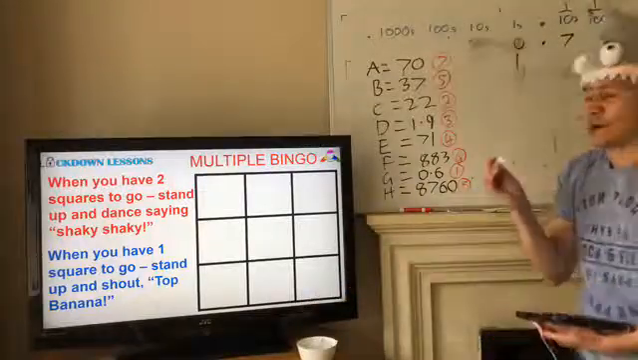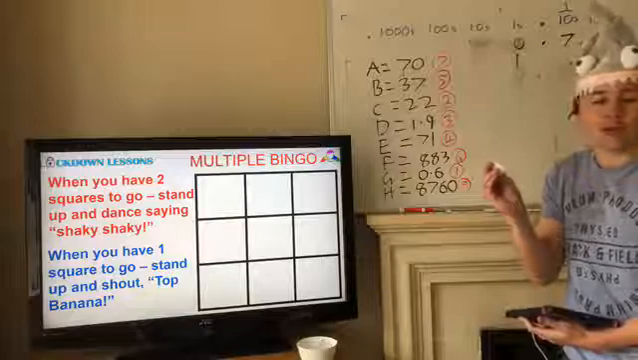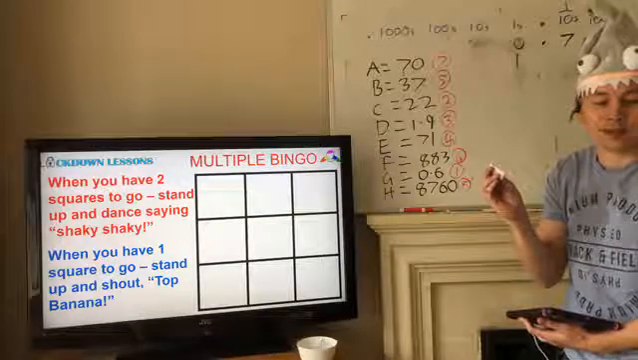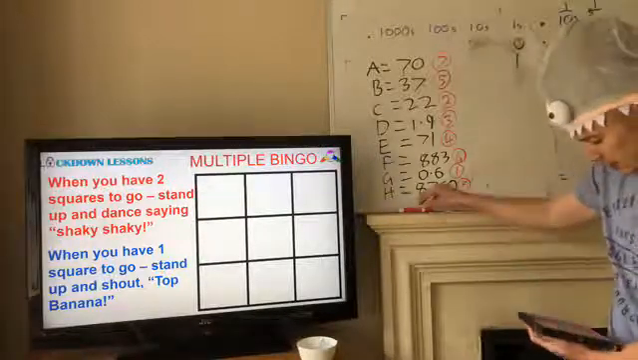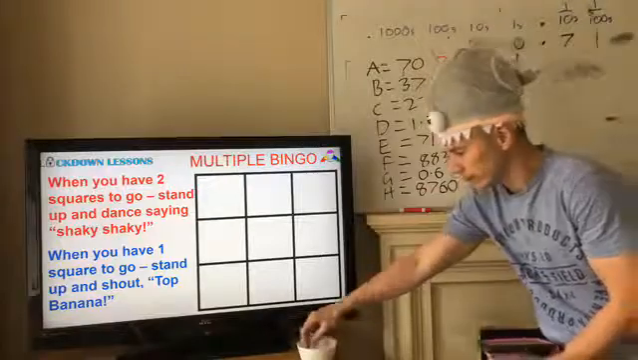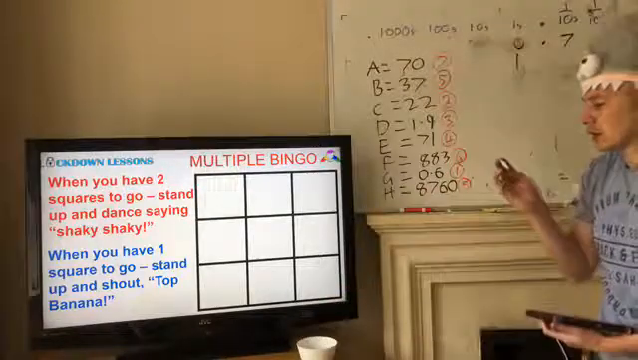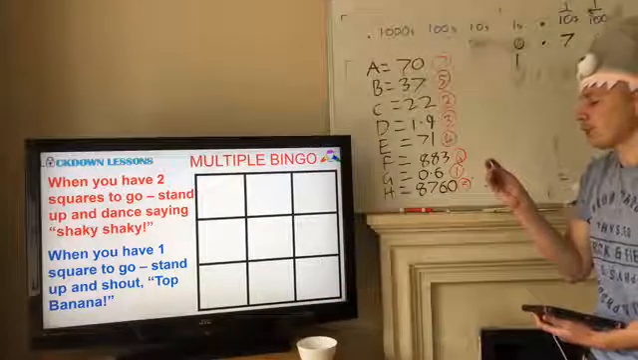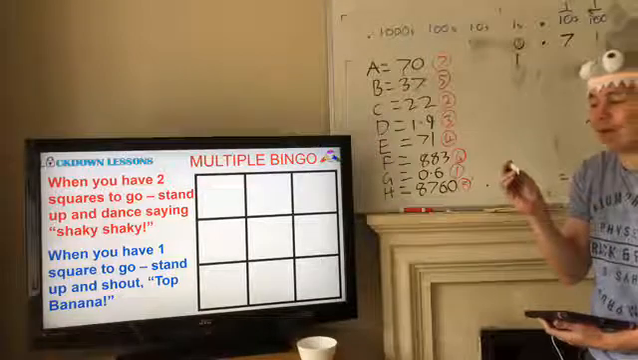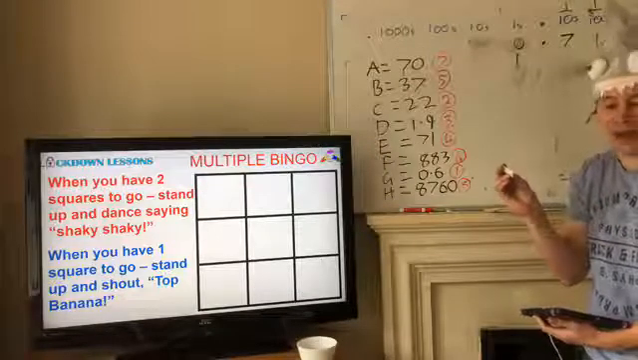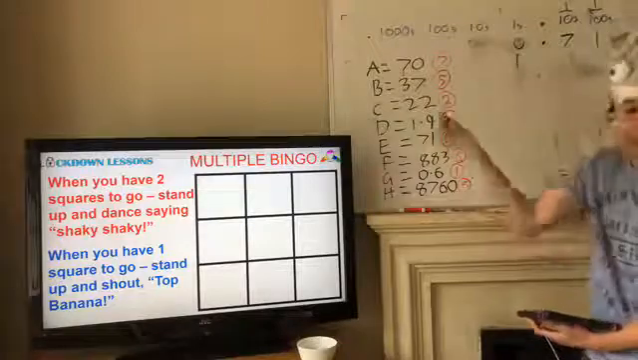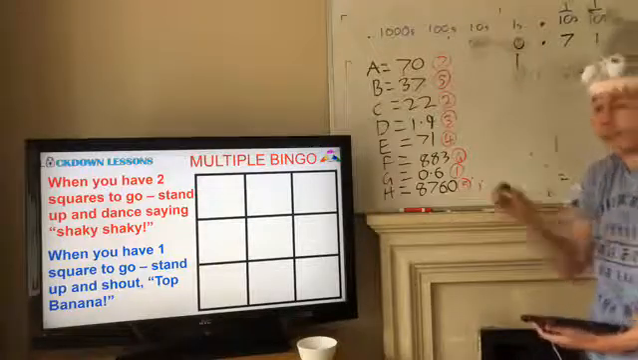Next number, 4 times 8. We have 5 times 8. What is 5 eighths? 5 times 8. And we can always flip it the other way around and do 8 times 5.